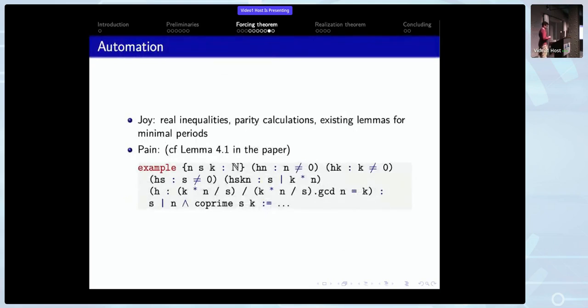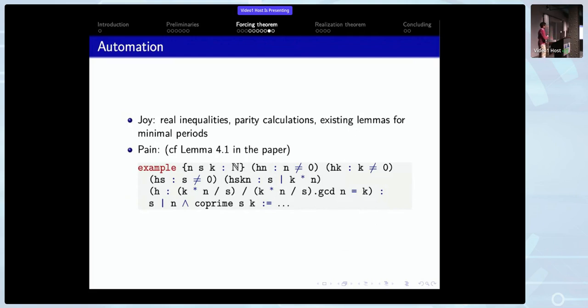So how did it actually go in practice? Some parts were really nice. Doing the real inequalities, on the line I showed you, it had points moving up and down, and it was very important what landed where. So dealing with the real inequalities was really nice to do in Lean. I don't think any of that is specific to Lean. It's just how well can you handle inequalities. Doing the parity calculations was really nice, and there were some existing lemmas for dealing with minimal periods, and like I mentioned, for the intermediate value theorem, which made my life a lot easier.